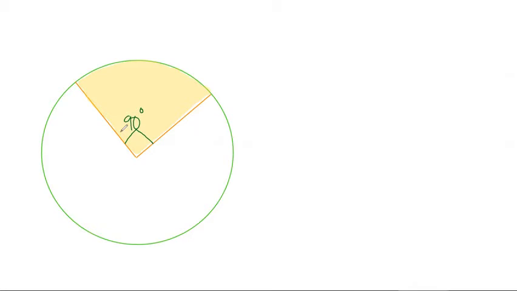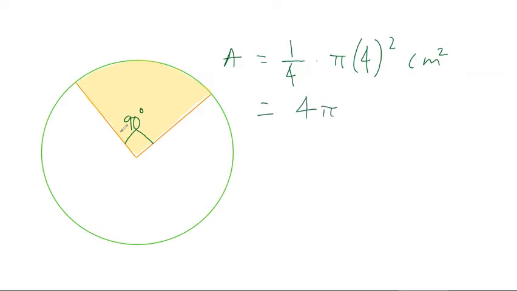If we were to find the area of this slice, the shaded region, that would be equal to 1/4 times the area of the entire circle, because this is 1/4 of the circle. That means this is equal to 1/4 times pi times 4 squared centimeters squared. In other words, this is 16 pi times 1/4, which is equal to 4 pi centimeters squared.